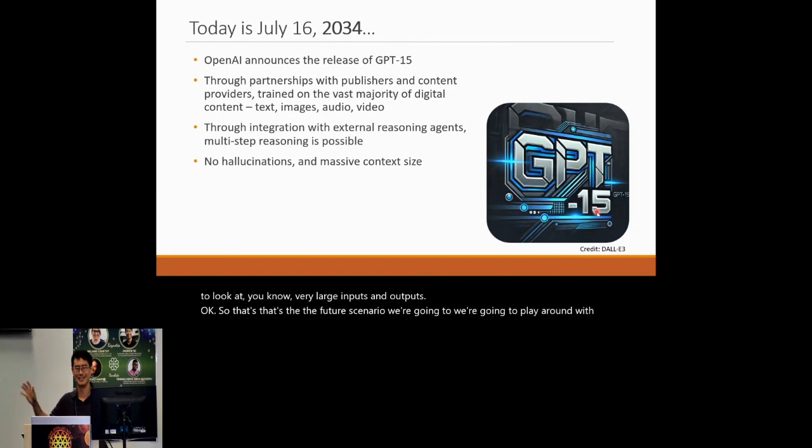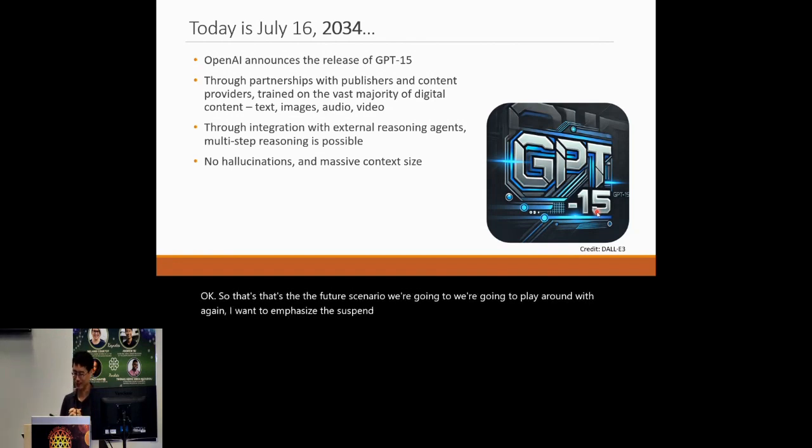Again, I want to emphasize the suspend disbelief sort of scenario or guideline, and I want you to put yourself in the scenario. Imagine where you are. Imagine how you might have heard about this particular news, who you might have been with, who you would talk to about this first. Give you a moment to soak that in.